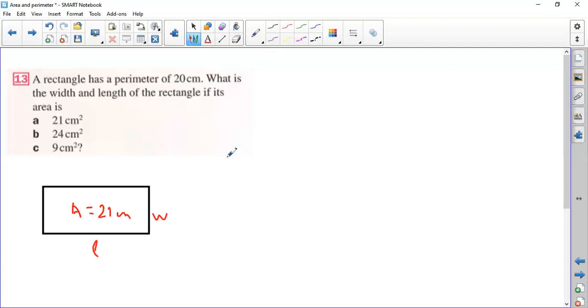And I know the perimeter. So the perimeter is 2 times (L plus width), and this perimeter is given as 20 centimeters. Now, how can I find L and W in this question? Well, I will use the formula of area. I know that area is equal to length times width. So I have to find two numbers whose product is 21.